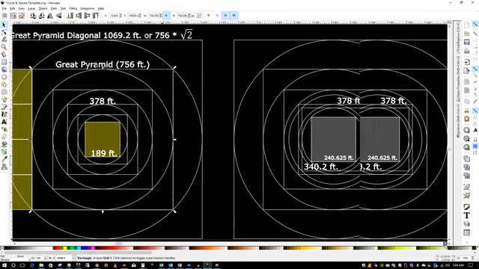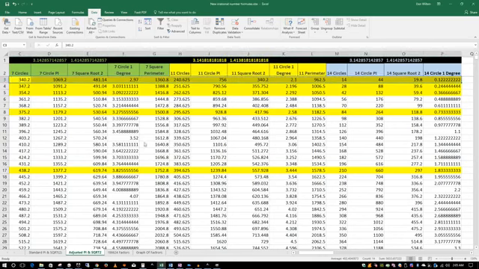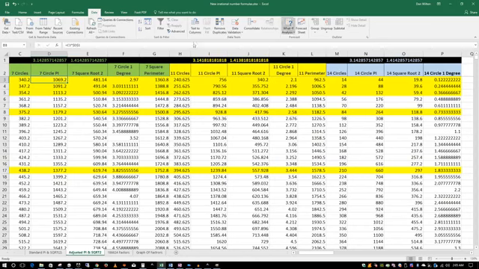So if we do the other scenario here, then we get down to this point, and instead of doing it another time, in order to get to the one that we need for pi, we take the 378 square and circle, which is right above it, and we take both of those and knock off 10% of them, and then what we get is this value here, which is 340.2. Well, 340.2 times pi is 1069.2, which is the diagonal of the Great Pyramid.